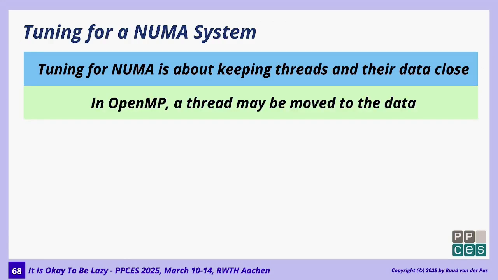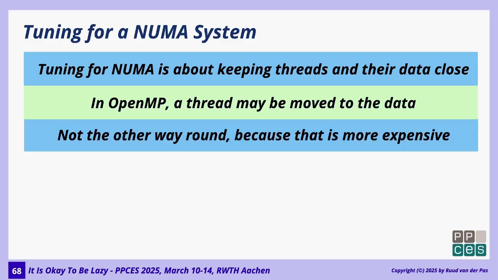Now, in OpenMP, a decision was made to move threads, not data. Data is where it is, and the threads may move to it. The reason is it's a lot cheaper to move a thread than data. A thread doesn't have much state. It's easier from the OS point of view. You just package the thread and you put it elsewhere. That's just a decision made in OpenMP, and I think a good decision.